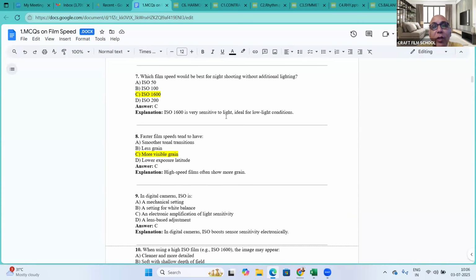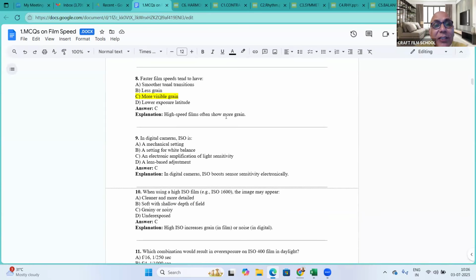So you can imagine how the question is being formulated. It is around the same basic idea, and he is inquiring about its application in different situations. Faster film speed tends to have, now four options: smoother tonal transition? No. Smoother will be in the slow speed, 100 ASA, with less grain. No, less grain means slow speed. More visible grain? Yes. That is one of the problems with the high speed film.